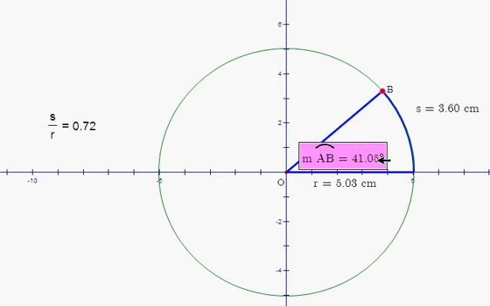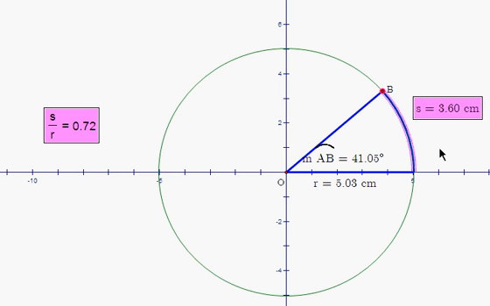Okay. Now, besides the degree measure, there's also something called the radian measure of an angle. The radian measure is determined by taking the length of the arc that's intercepted by the angle and dividing it by the length of the radius.